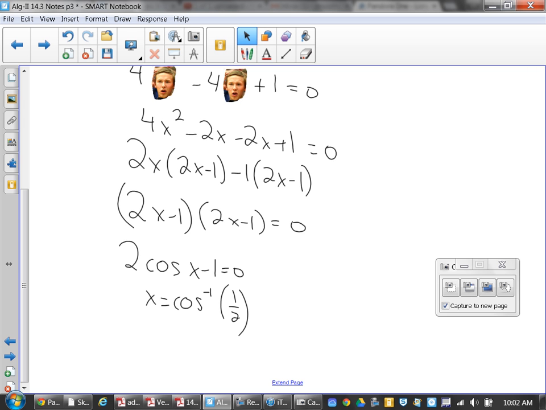Pi over 6. Very good. And 11 pi over 6. Wouldn't it be 60 degrees? Yeah, I was going to say. So it'd be 3 and 5. Cosine is adjacent over hypotenuse, yes, sorry. So it's pi over 3 and 5 pi over 3.